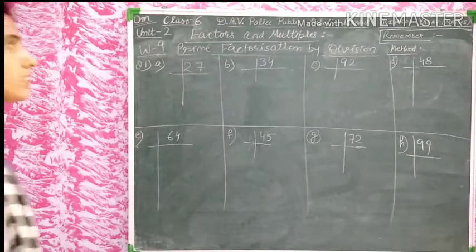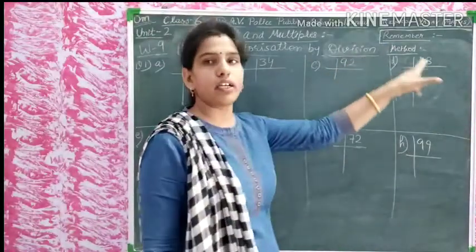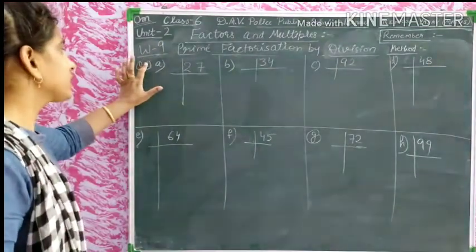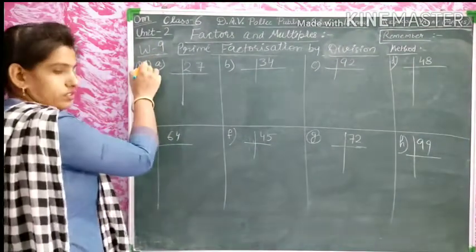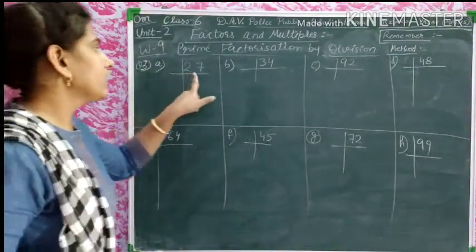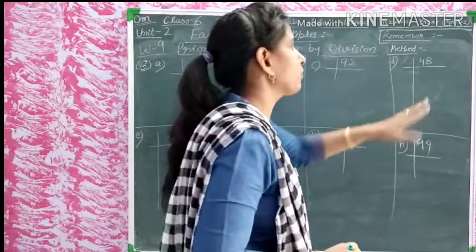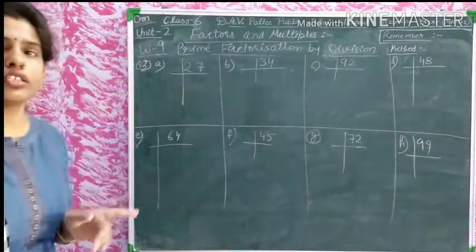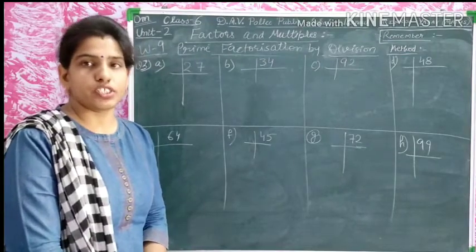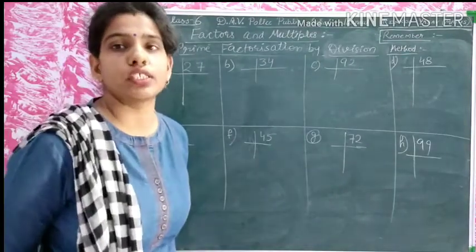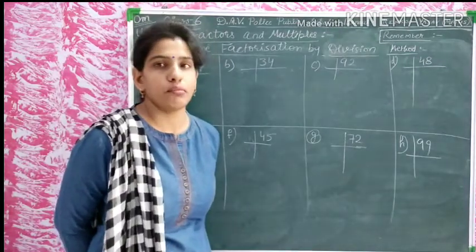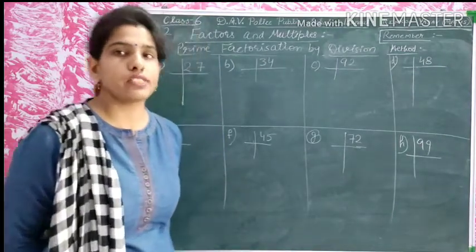Now students, there is prime factorization by division method. There is worksheet 9 here, and this is question number 2. That is 3. There is question number 3 part A, 27, 34, 92, 48 and like this. All the questions will be solved by the division method here. Is this clear, students?